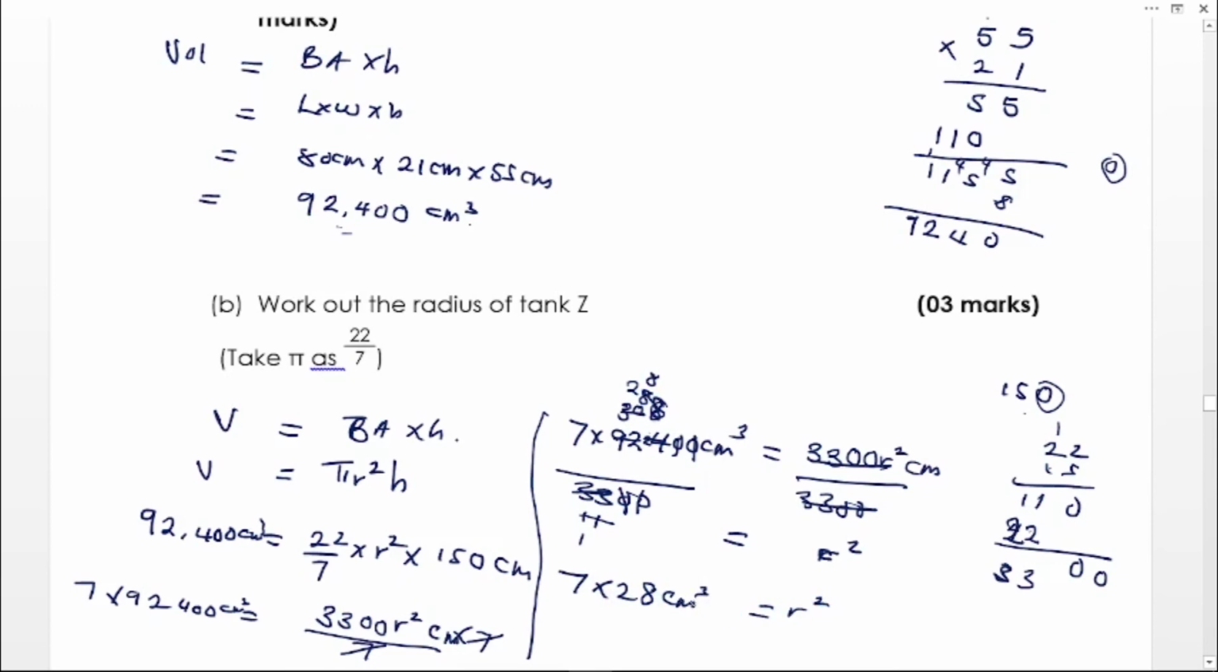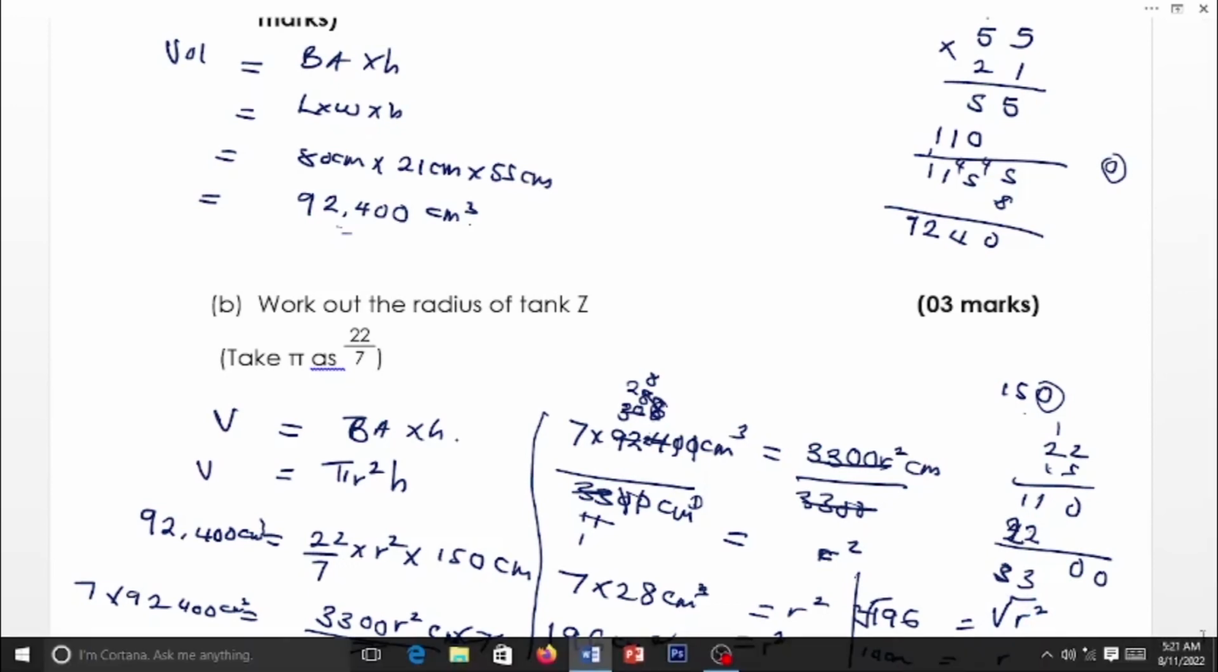So we are now going to multiply 28 by 7. This is going to give us 196 centimeters squared. Remember, 1 centimeter cancelled with this centimeter here. Now we are having r squared, so what next is to get the square root. The square root of 196 is equal to r. So r is equal to 14 centimeters.